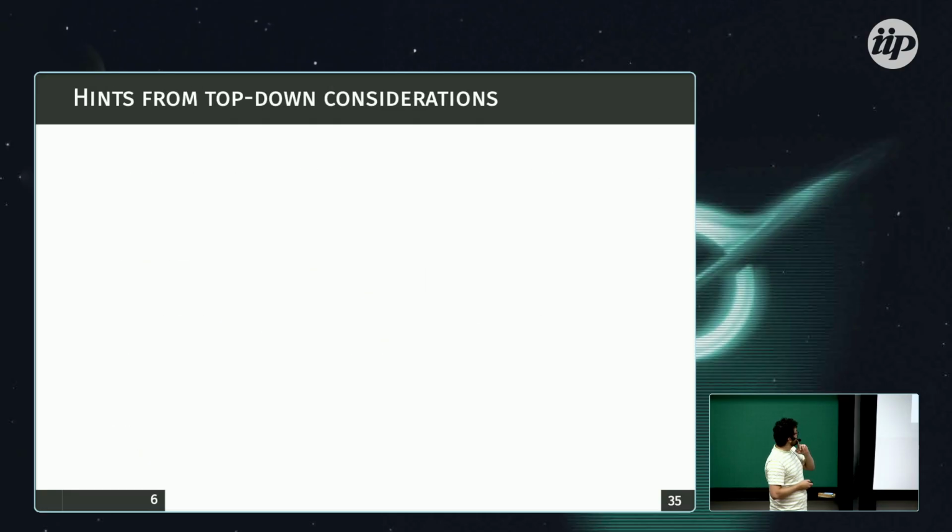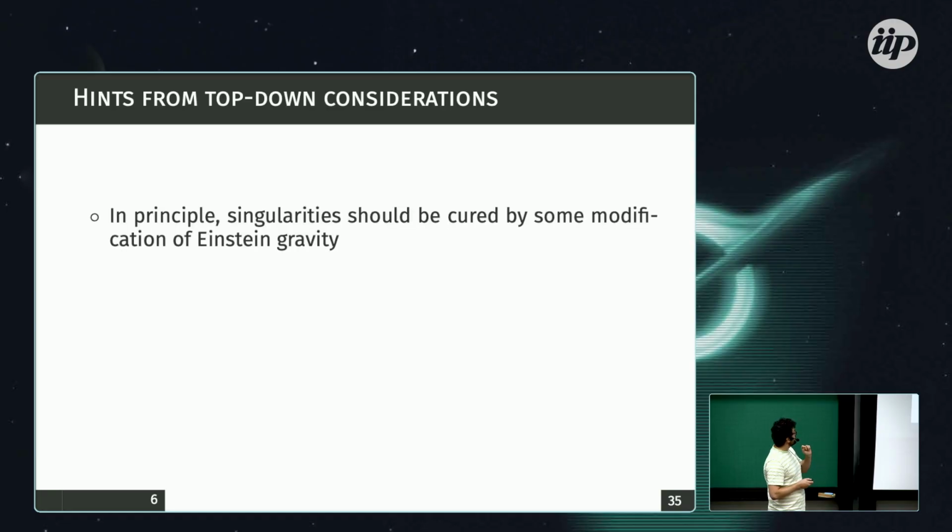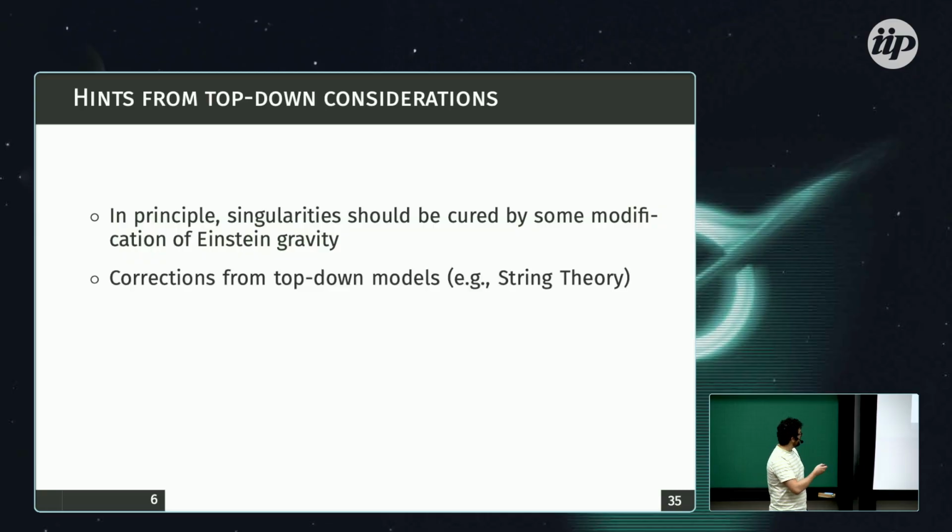So let me back up a little bit and say a few things. General considerations. As I said before, the singularity should be cured by some modification of Einstein gravity. So far, I think we agree on this. Everybody will agree on this. And so we may think of string theory, for example. What would string theory predict regarding corrections to general relativity? We have different kinds of corrections, in particular stringy corrections and quantum corrections.